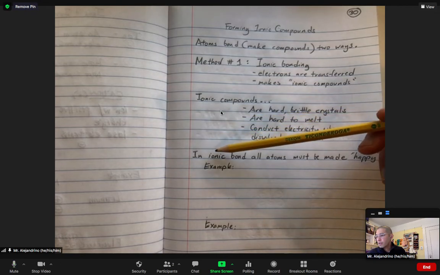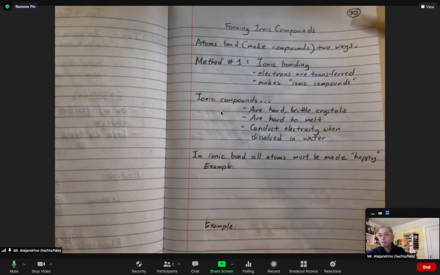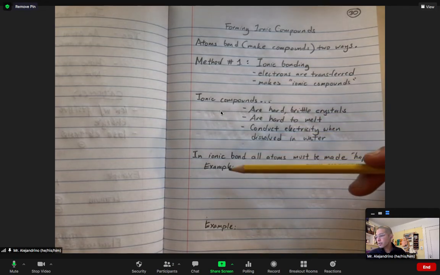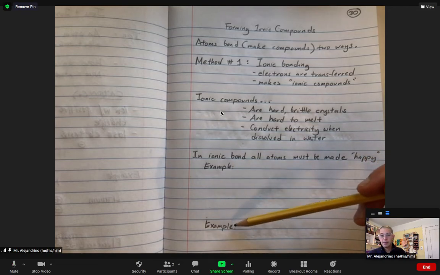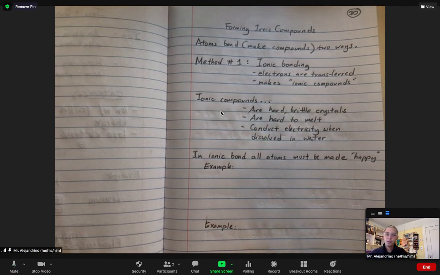Now, in an ionic bond, every atom must be made happy. I'm making the little rabbit ears because obviously they're not sad or happy. That just means they're stable, meaning they have a full valence shell of usually 8 valence electrons. So we're going to do two examples here, and then we'll fill in the rest of the notes during class.